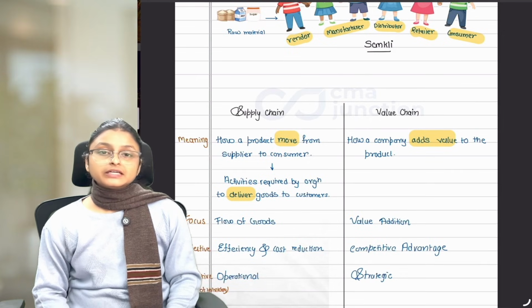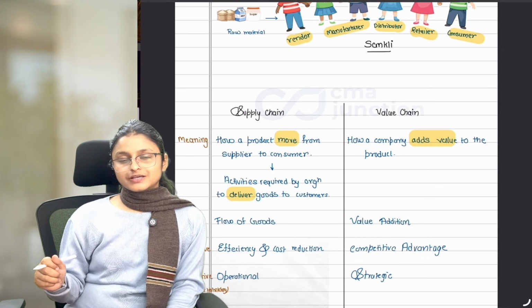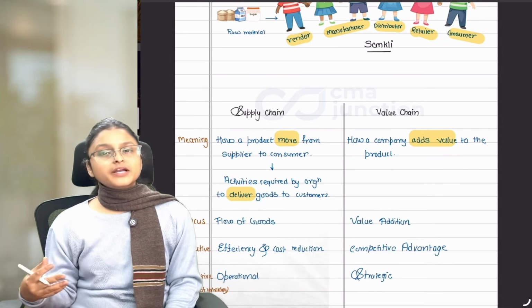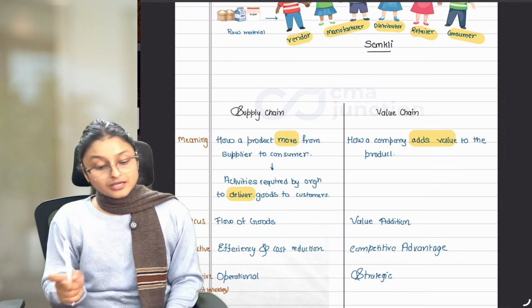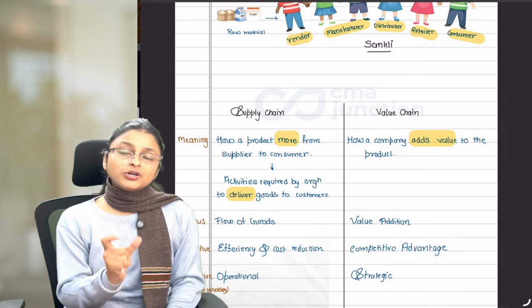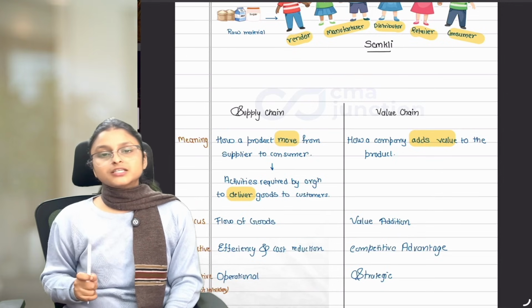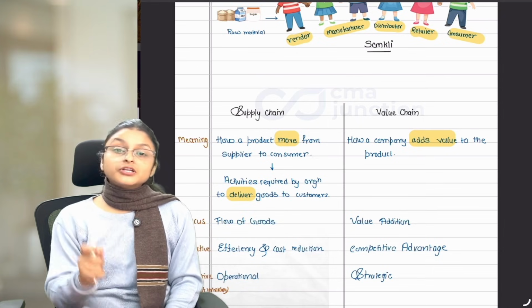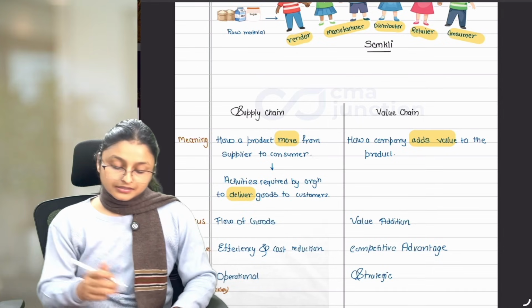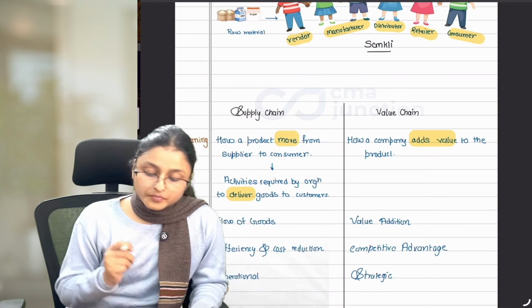If you notice, in value chain we have some support activities also, which focus over and above what we do for providing the product to the customer. But in supply chain, our only focus is to provide the product to the customer. So only those activities will be included which are required for providing or delivering the goods to the customer. Now, in supply chain, our main focus is flow or movement of goods.